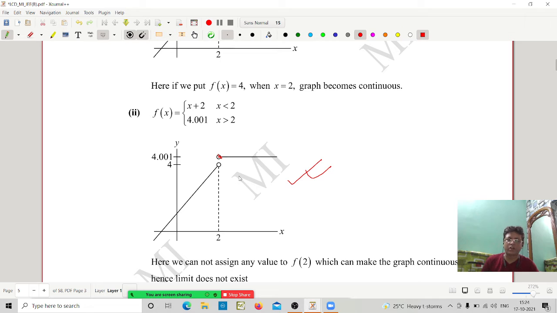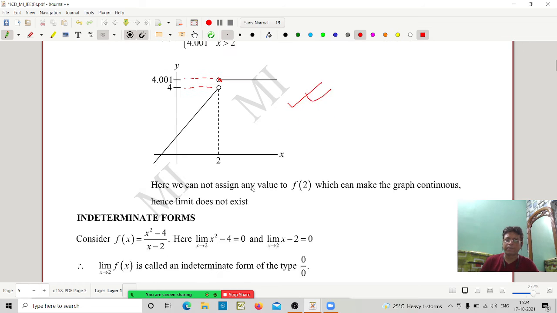I will explain later on what continuity is, but you can see the discontinuity, so the limit does not exist because the left hand limit has a different value from the right hand limit, so the left hand limit is not equal to the right hand limit, and the limit does not exist.